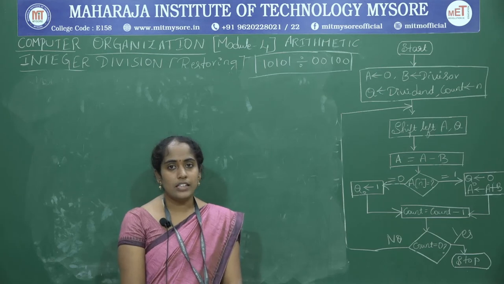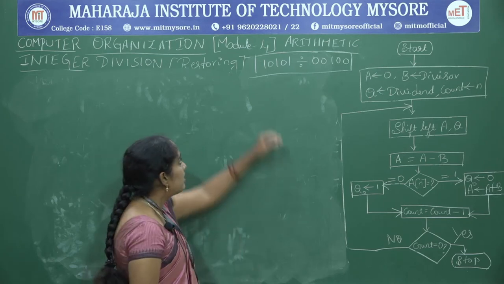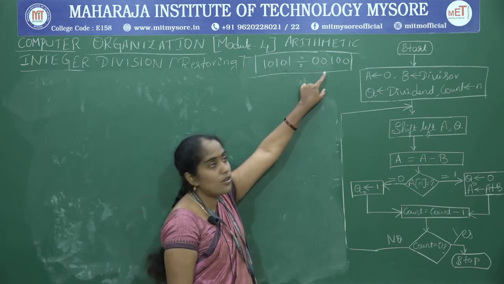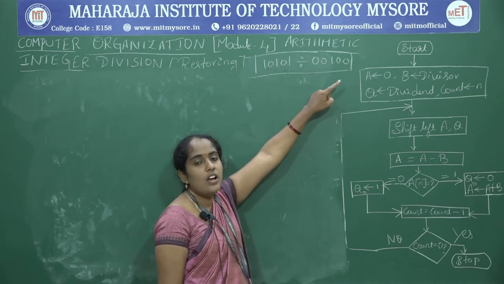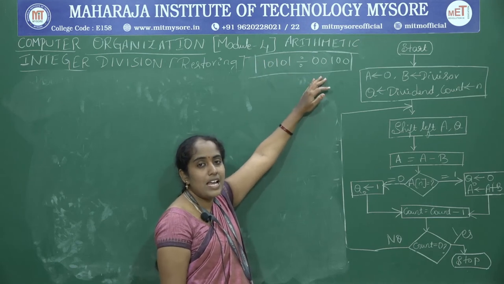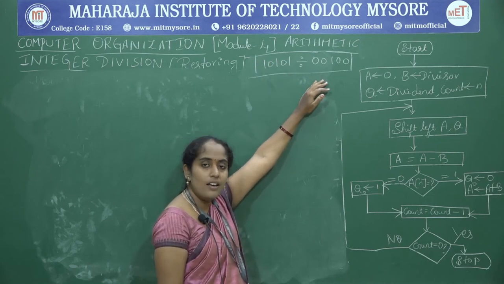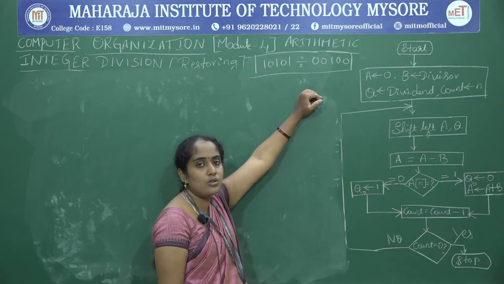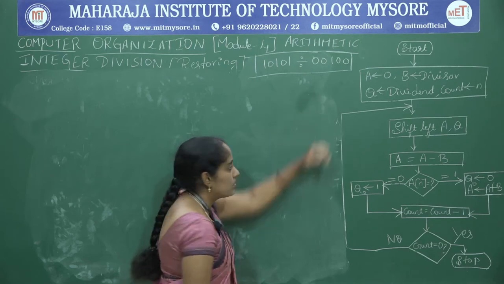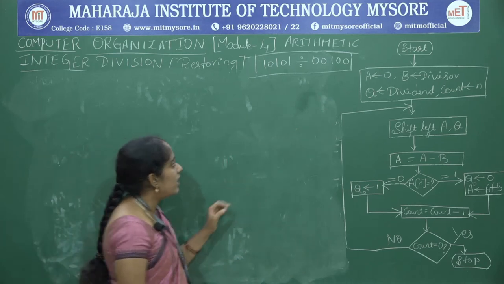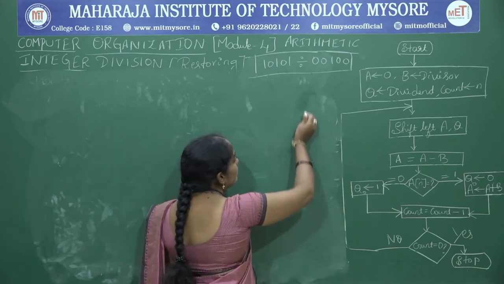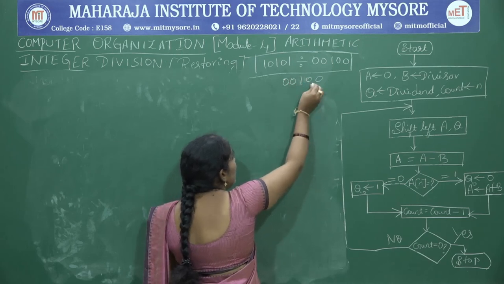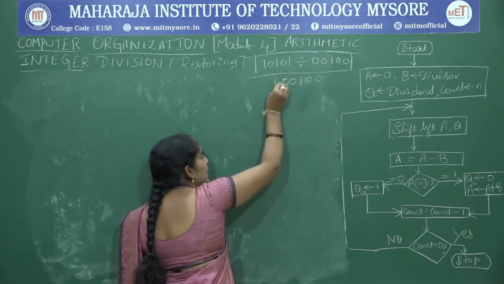Okay, now take the next example. It is 1 0 1 0 1 divided by 0 0 1 0 0. Okay, here both the dividend and divisor it will contain the 5 bits. Okay, that means A it will be initialized to 6 zeros. Okay, so before that you need to take the B value. It is 0 0 1 0 0. Make this into 6 bit.